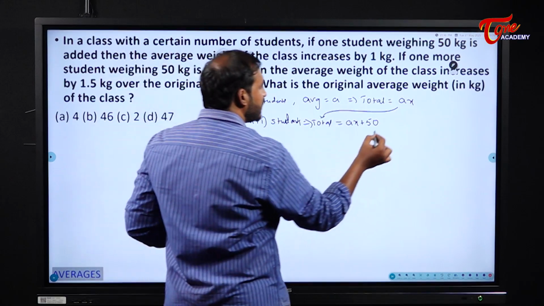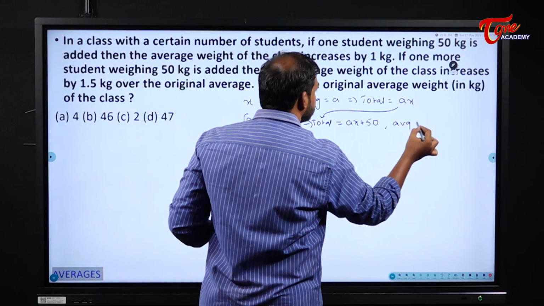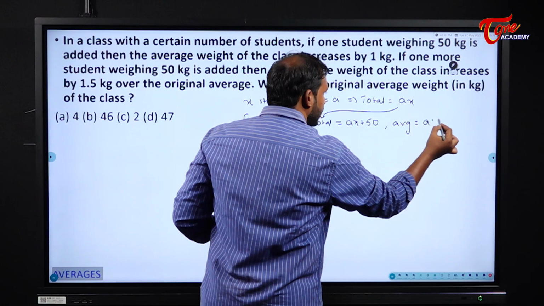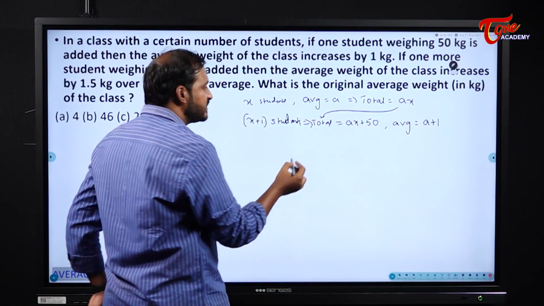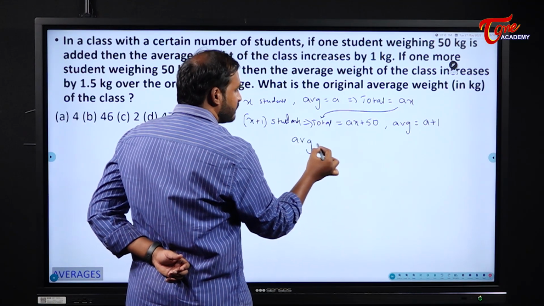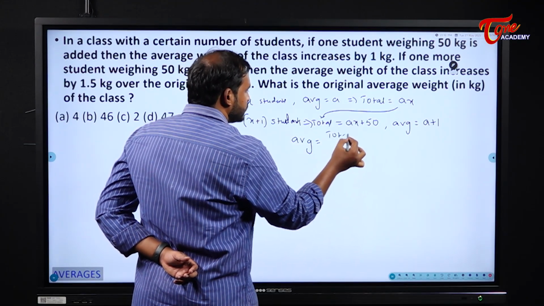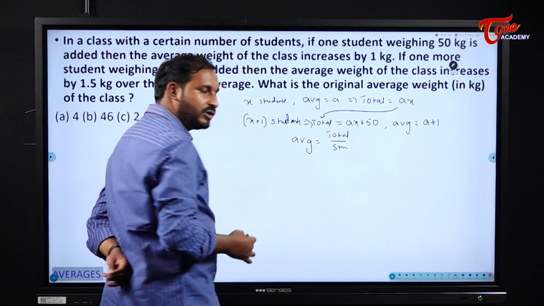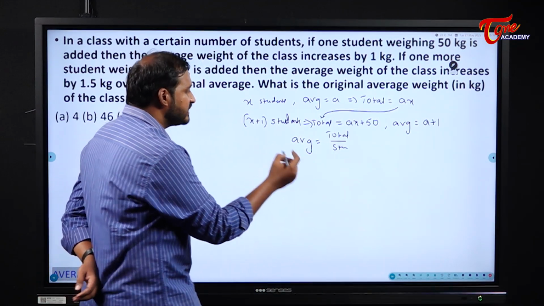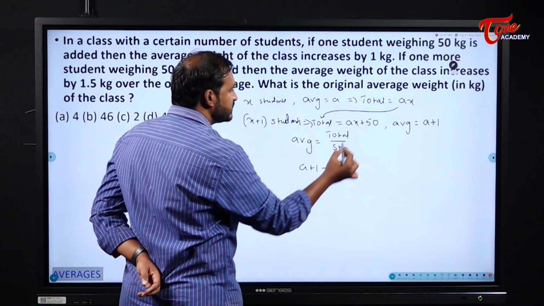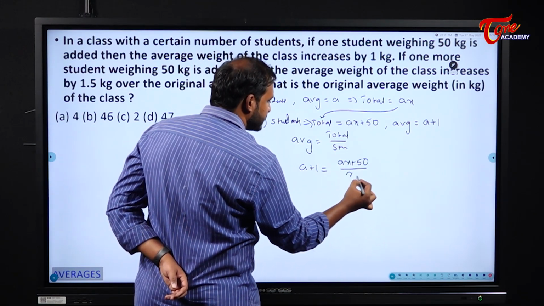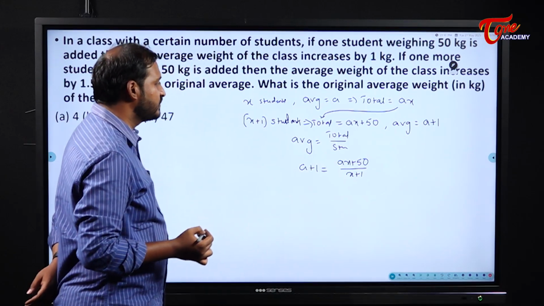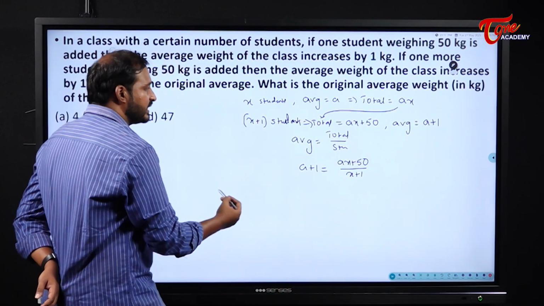But what about the average? The average is increasing by 1, that means A plus 1 is the average. Now, try to write the relation between these three things. Average is equal to total by students. So, the average I have here is A plus 1, the total is AX plus 50, and the number of students is X plus 1. Okay, put that aside.